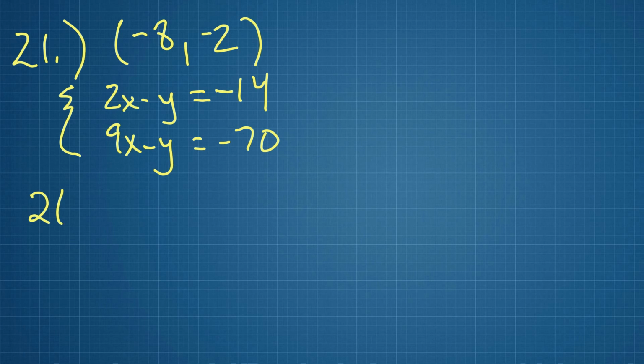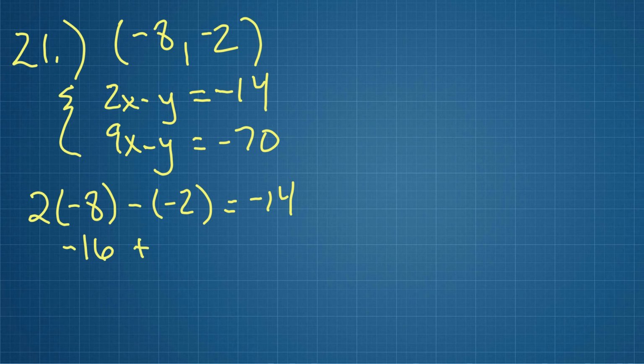All right, 21. Check the first one. 2 times -8 minus -2. Does that equal -14? 2 times -8 is -16. Minus minus is plus. -16 plus 2 does equal -14. That's true. That means I just have to check the next one.